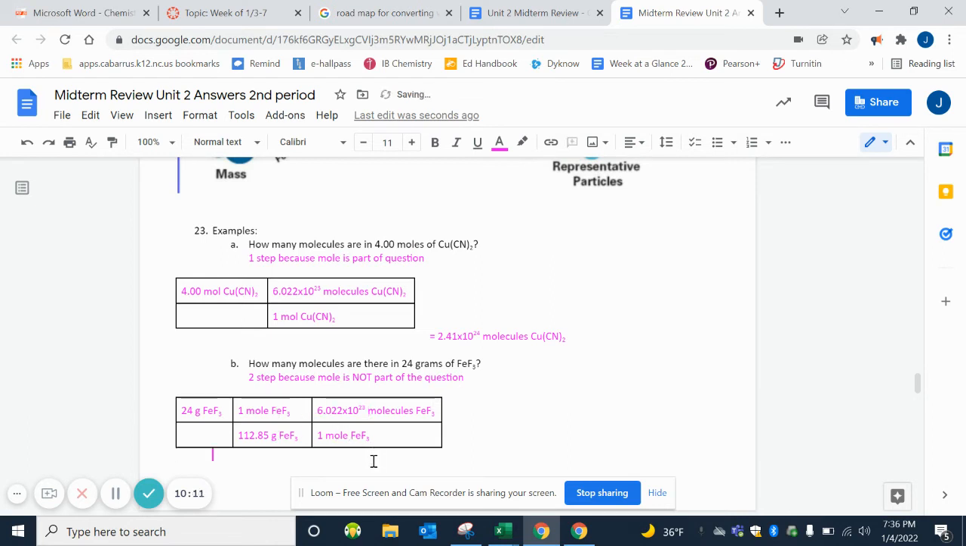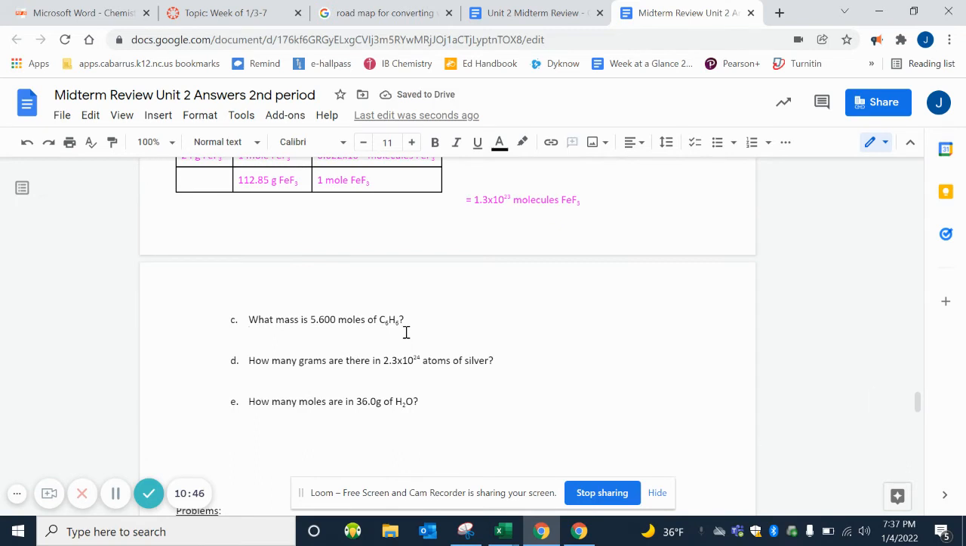So we're going to multiply, divide, multiply, divide. So take your handy dandy calculator and you're going to say 24 times 1 divided by 112.85 times 6.022 special button 23 divided by 1, and then you can hit enter. And you should end up with 1.3, we only need 2 sig figs this time, times 10 to the 23rd. Don't forget about that times 10 there. Molecules FeF3.